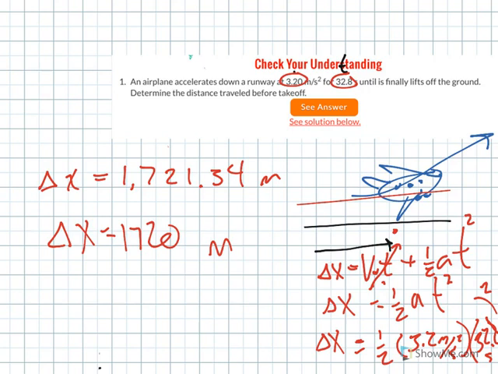1,720 meters. Now, on the exam, the answers are going to be represented with the correct number of sig figs. If you're just doing a problem like this and you're not submitting it online to the homework program that we have, that's not that critical. But if you are submitting it to the homework server, then you need to stick with the correct number of sig figs. And there you go. That is problem number 1.